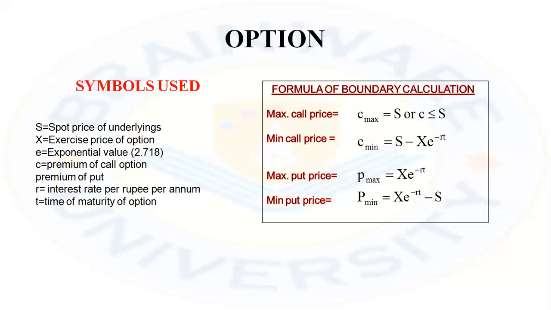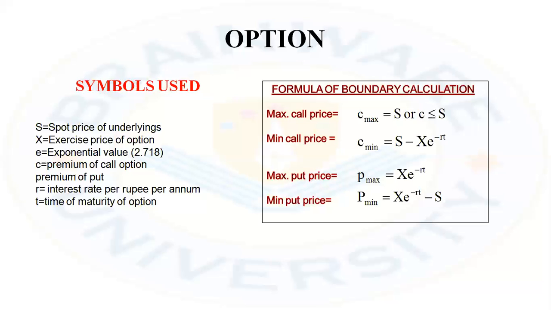This exponential value is used for calculating continuous compounding. Continuous compounding is a process where the interest rate is accumulated at every moment of time. So it gives the maximum interest that a person can earn when it is paid on a continuous compounding basis. And in case of continuous compounding, we use the term E.